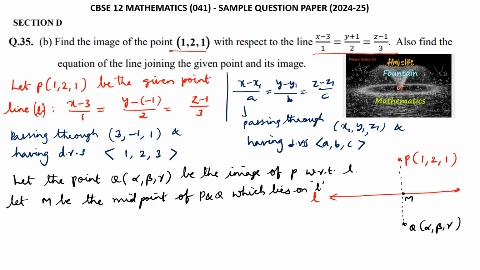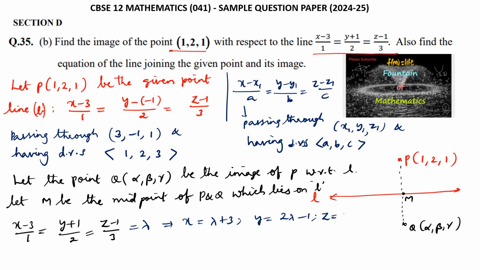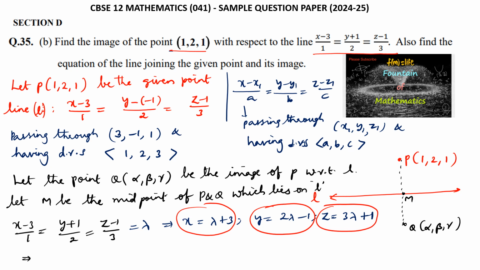So let's take the general point. Since we know that x minus 3 upon 1 is equal to y plus 1 upon 2 is equal to z minus 1 upon 3, let us consider it to be equal to some constant lambda, which implies x is equal to lambda plus 3 and y is equal to 2 lambda minus 1 and z is equal to 3 lambda plus 1. So we got x value, y value and z value, so that the coordinates of point M are lambda plus 3, 2 lambda minus 1, 3 lambda plus 1.